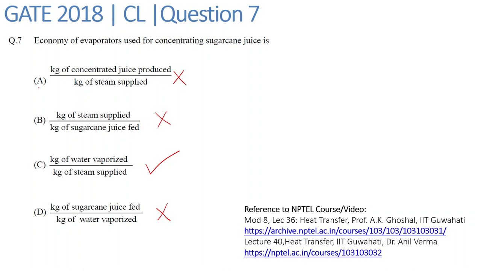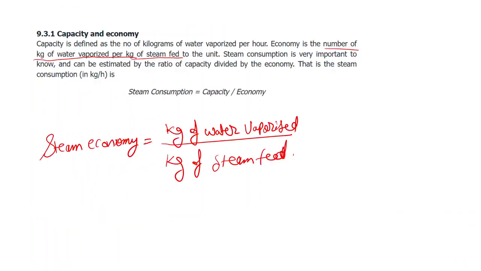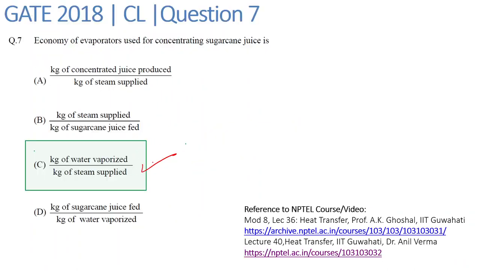So from the given 4 options, the correct answer is option C, that is kg of water vaporized upon kg of steam supplied. We can select option C amongst the given 4.